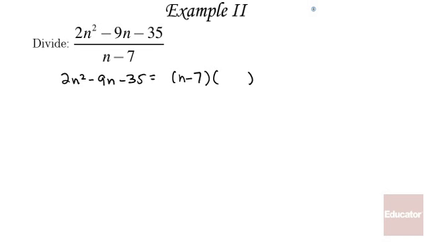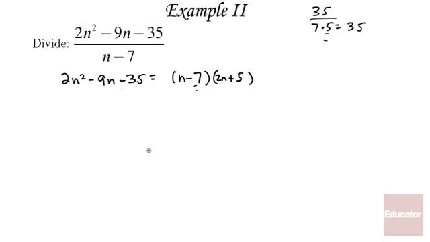Okay, so what I need to think about are just different factors of 35, and I know that one of them has to be 7. I know that 7 times 5 is 35. And I also know that I have a negative sign here, which means that one of these binomials has a negative sign in it, the other is a positive. And since the leading coefficient is 2, one of these binomials is going to have an n, and the other is going to have a 2n. That only leaves me with one option, and that is that I'm going to have a 5 here.